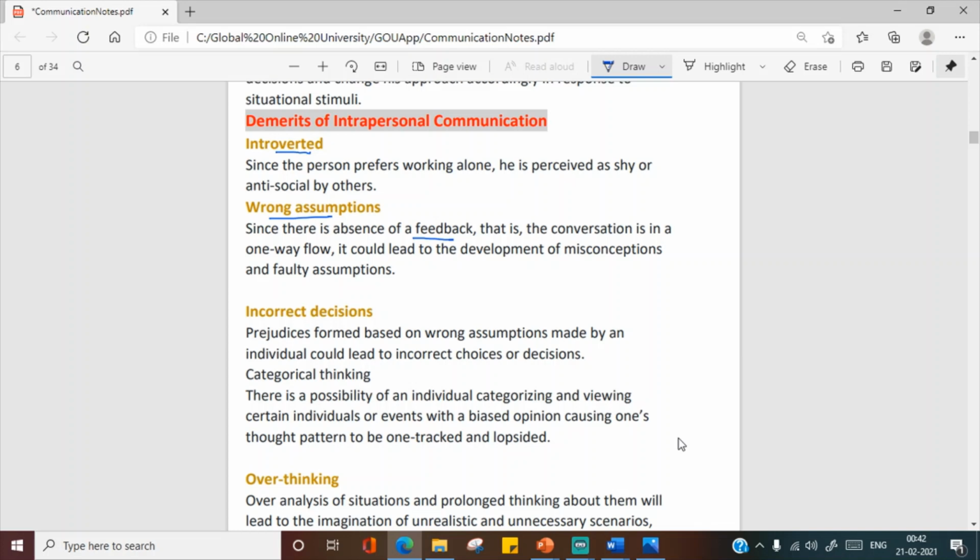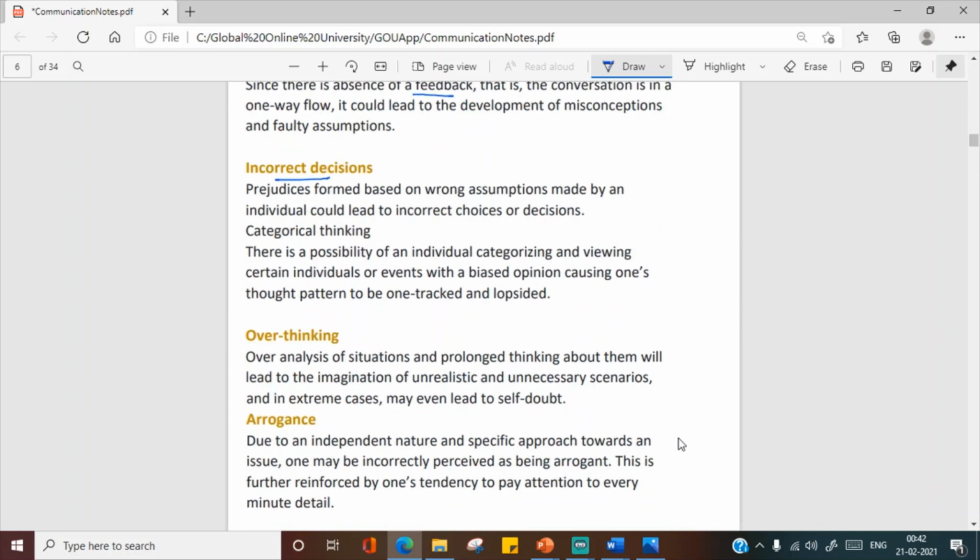Incorrect decisions, it is the same as wrong assumptions. So if you take someone else's advice, if you talk to an elder person or an experienced person, you get to know more while taking decisions. So you can also take incorrect decisions when you think of deciding everything on your own.